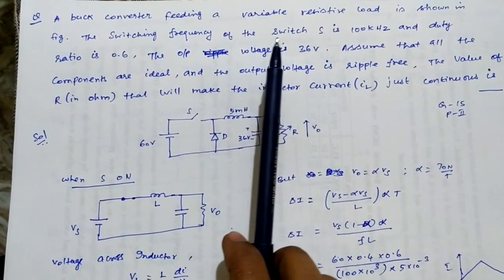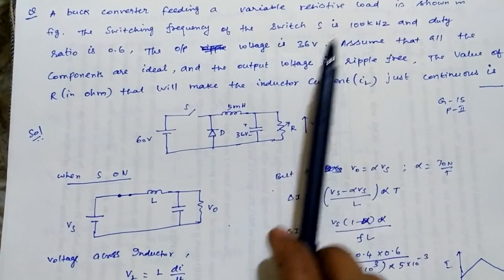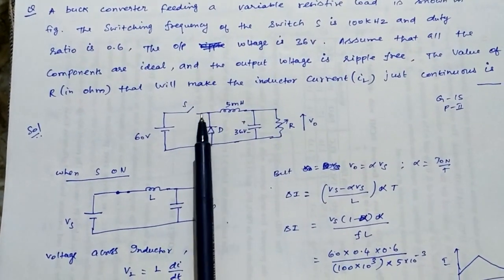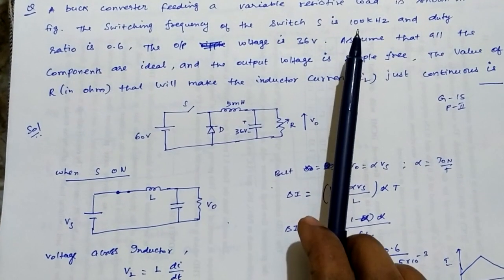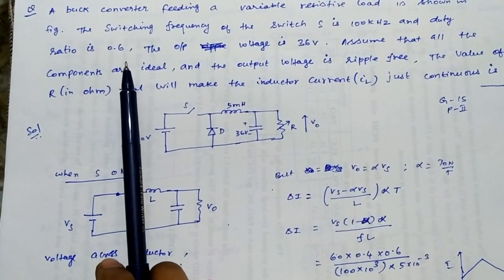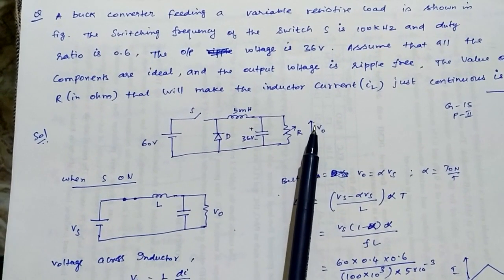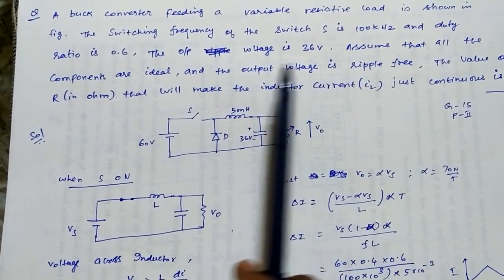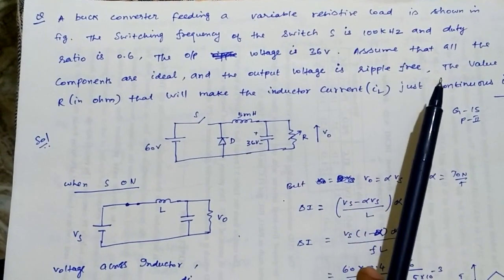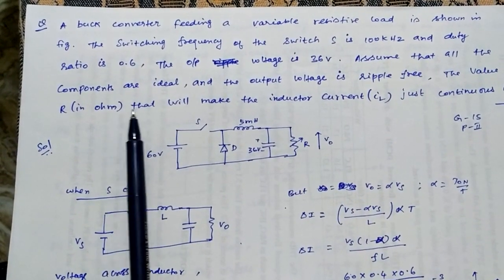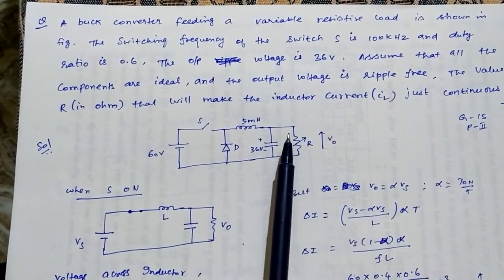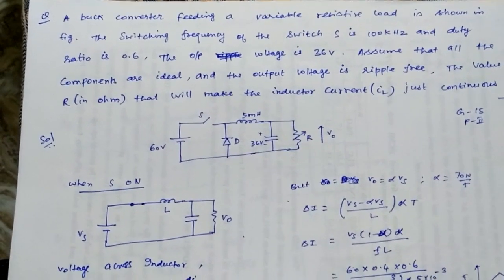The buck converter is feeding a variable resistive load as shown in the figure. The switching frequency of the switch is 100 kilohertz and the duty cycle is 0.6. The output voltage is 36 volt. Assuming that all the components are ideal and the output voltage is ripple free, we need to calculate the value of resistor that will make the inductor current just continuous.